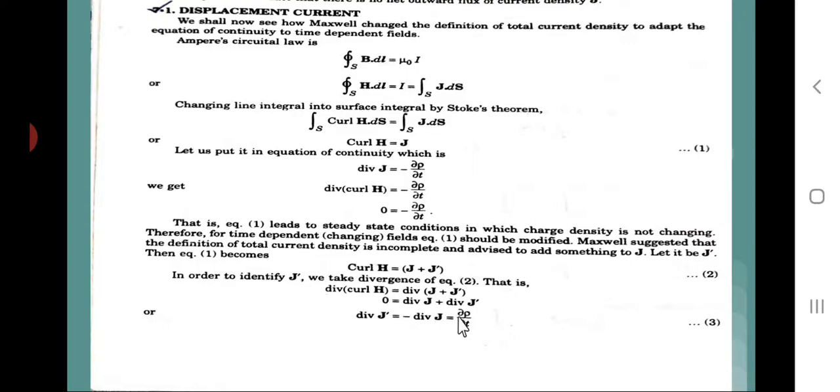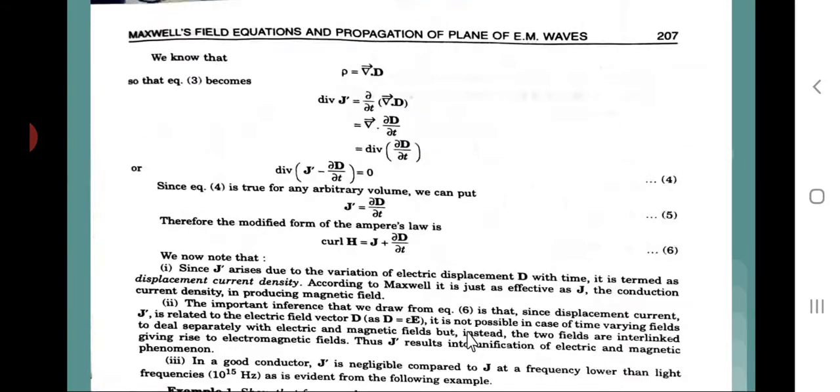or divergence of J dash is equal to minus divergence of J, and you know divergence of J is equal to minus dou rho by dou t. Therefore, divergence of J dash is equal to dou rho by dou t. Now we know that rho is equal to divergence of D. This is a well known equation. Rho is equal to del dot D.